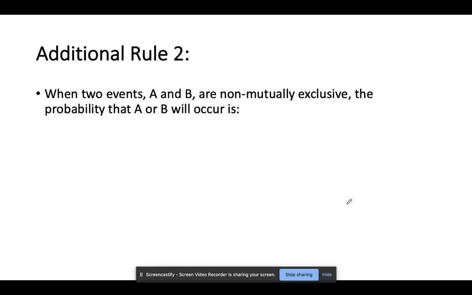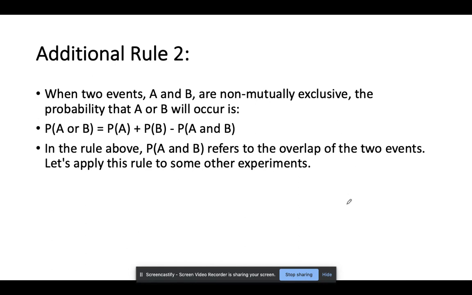So we have 2 events that are non-mutually exclusive. Probability of A or B would be the probability of A plus the probability of B minus the probability of A and B. So on that last problem, the 1 out of 52 was the king of clubs. There's 1 king of clubs out of all 52 cards, and that's why we subtracted the 1 off. So in the rule, the probability of A and B refers to that overlap. So let's apply the rule to some examples.